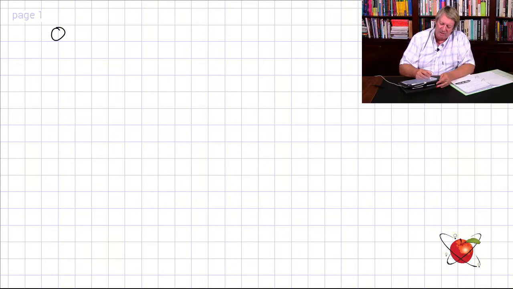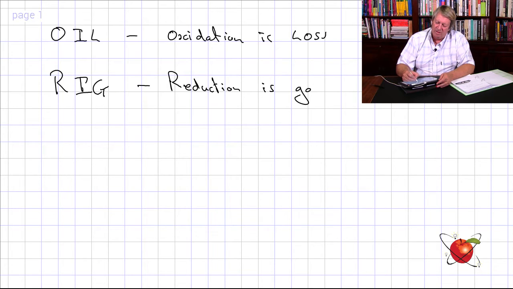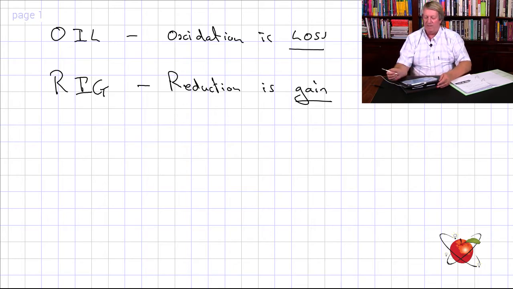Let's just make a note of that. It's OIL RIG. I mean, you've all seen this, I'm sure. Oxidation is loss, and the opposite side is reduction is gain. Loss and gain, right?